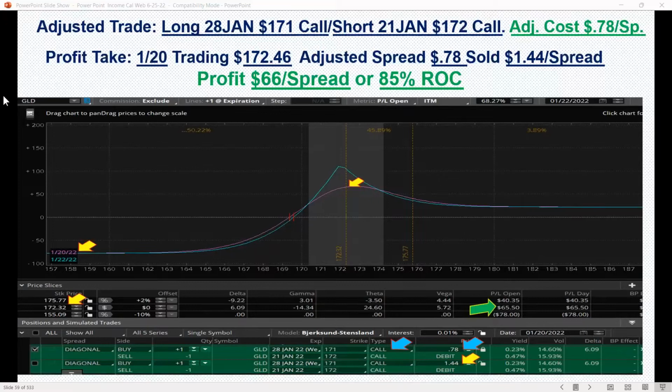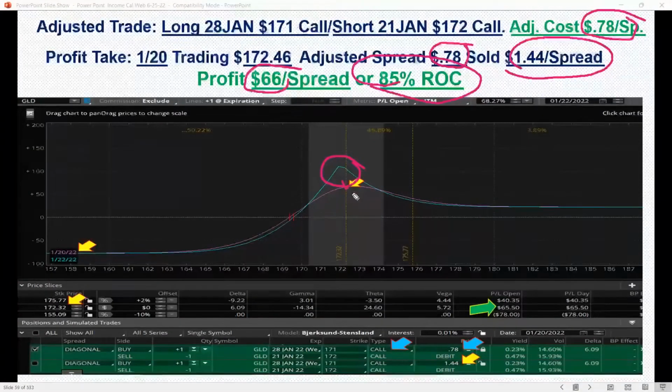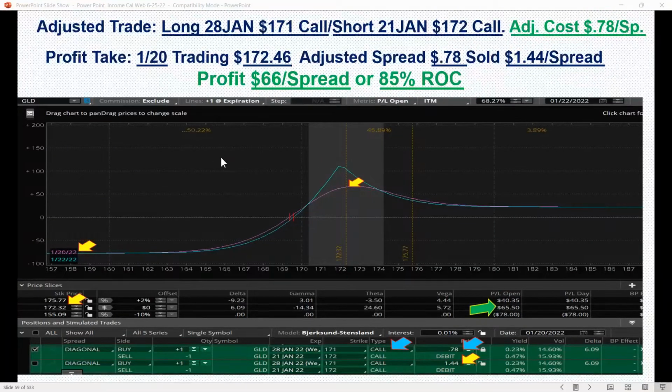So here was the trade. We adjusted it down to a cost of 78 cents from those two adjustments. So we had the spread cost at 78, and sold the spread at $1.44. That gave us $66 per spread profit, or an 85% return on your risk of 78. It still had potential for a lot more profit in here, but we took it off right there. So it went from 78 to 144, and that's your profit of 66. It's kind of similar to the credit spread, but gives you that dynamic of being able to stay with the trade longer.